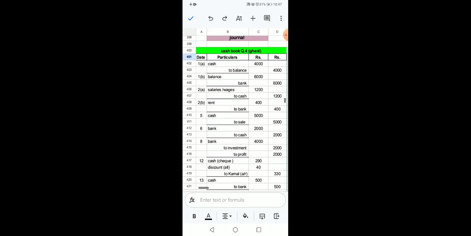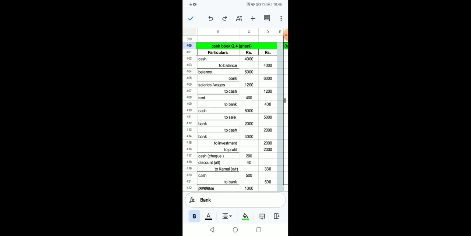The rule is very simple: if cash is debit, do debit in cash book; if cash is credit in journal, do credit in cash book. Debit do debit and credit do credit. Just keep it in mind. So here we are going to start posting our journal entries into cash book.